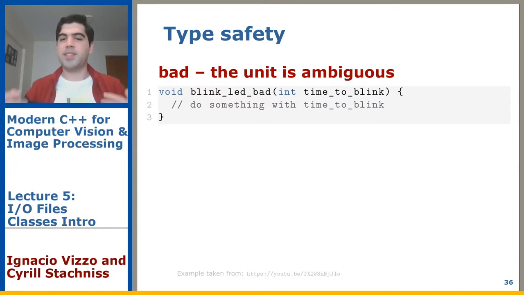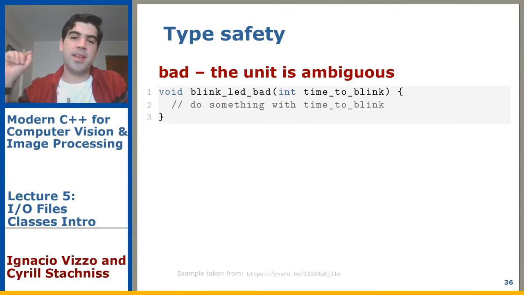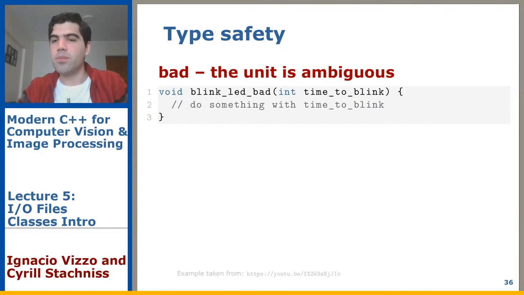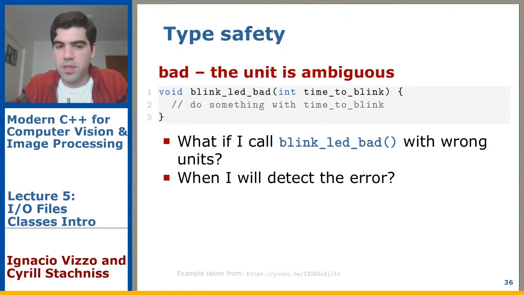So this is a bad example. For example, let's say we want to blink an LED, and then we have this function that is called blink LED, and I wrote it badly, so you know this is the bad example, the bad guy. And then we say time to blink. And my question is, okay, what are the units of time to blink? It's just an integer value, it can be 100, 1000. So if it's in milliseconds, maybe I want 1000 milliseconds, but if it is in seconds, I need to do 0.1. So it's really hard to tell what is the unit of this value.